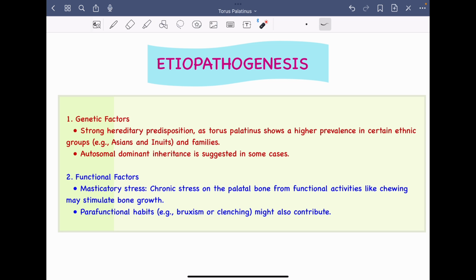Functional factors are further divided into two types: masticatory stress as well as presence of any parafunctional habits. In case of masticatory stress, what is included is nothing but chewing. Chronic stress on the palatal bone from functional activities like chewing may stimulate excess bone growth. In parafunctional habits, of course, bruxism or clenching. So presence of bruxism may also contribute to Torus palatinus.